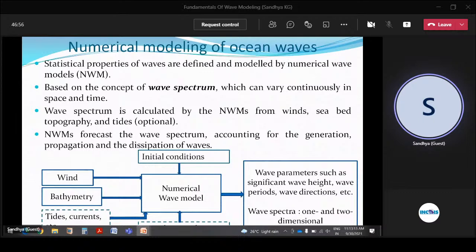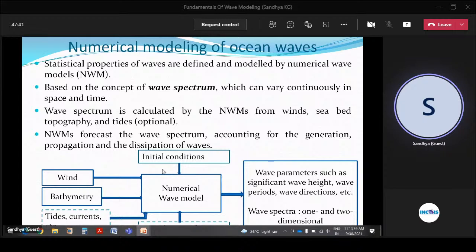What does the wave model predict? It is the statistical properties of the waves that are predicted by the numerical wave models. And the wave models are based on a concept called wave spectrum. We are speaking today only about the phase averaged models. This wave spectrum is continuously changing in space as well as time, and this is the basic thing which is calculated by the wave models, with inputs from the wind and sea bottom topography, or bathymetry, you call it. And there are optional things also. So the wave models predict the wave spectrum accounting for the generation, propagation, and dissipation of waves.